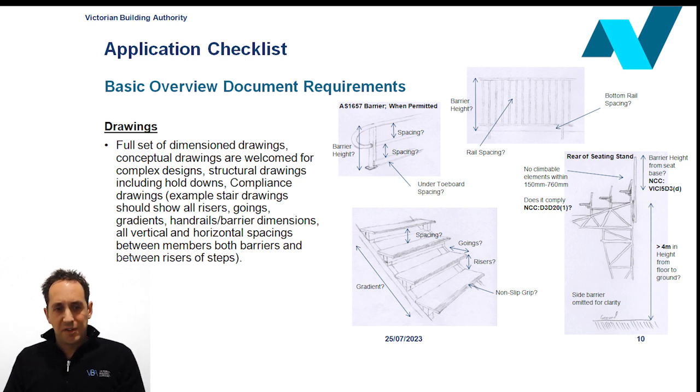However, where the floor of the seating stand is higher than 4 metres above the ground surface beneath, the National Construction Code D3D20 subsection 1, previously table D2.16A, requires there are no elements to facilitate climbing between 150 mm and 760 mm above the floor. This can often mean that the rear back of the seat can be in conflict. In this situation, we strongly advise that the barrier is extended up further to mitigate the risk of falling.